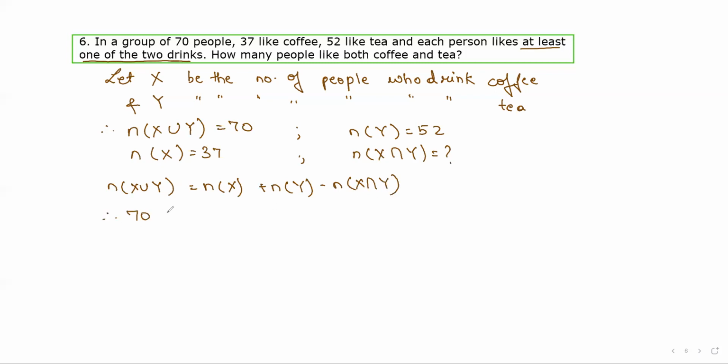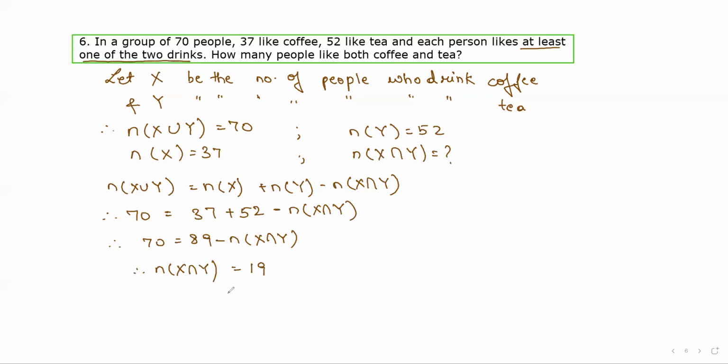Substituting the values. Calculating. The question is in the form of a statement, so the answer will also be in the form of a statement. 19 people like both tea and coffee.